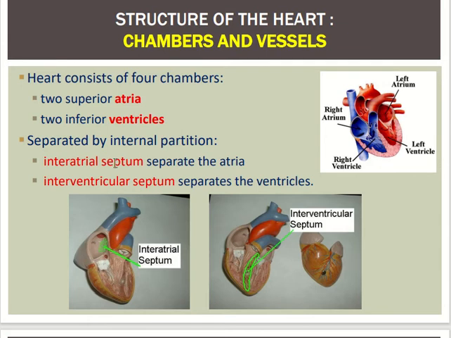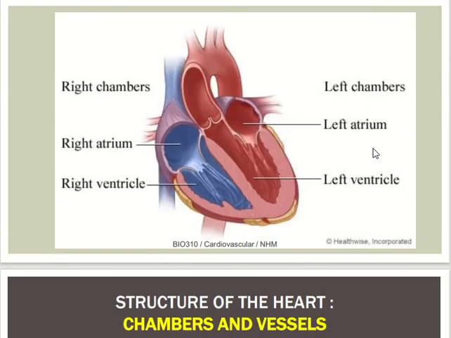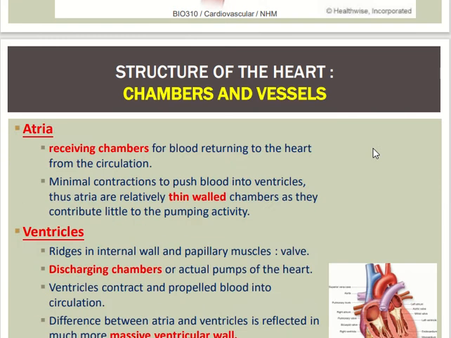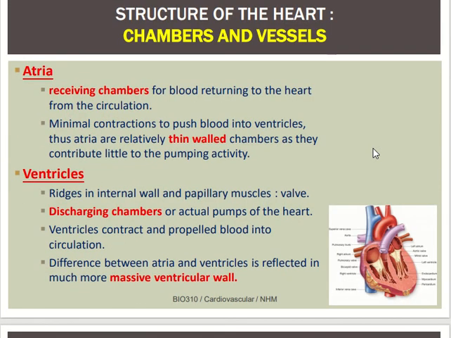There are 2 types of septum. First, the interatrial septum separates the left and the right atria. Next, the interventricular septum separates the left ventricle and the right ventricle. Let's look in more detail at what the atria and the ventricles are.